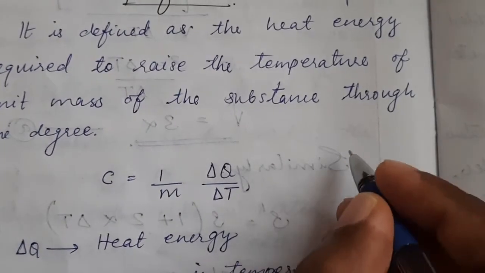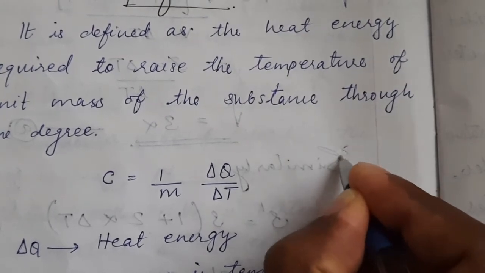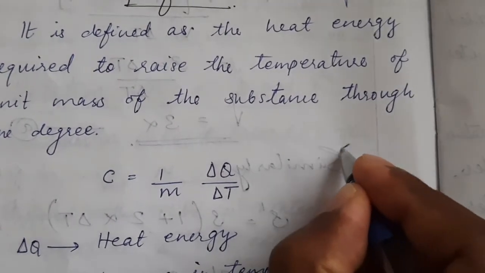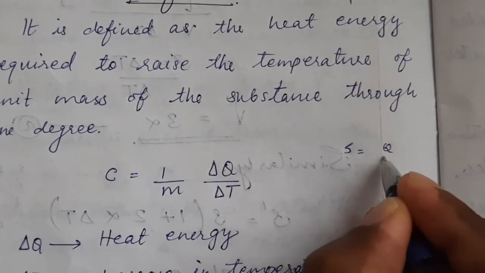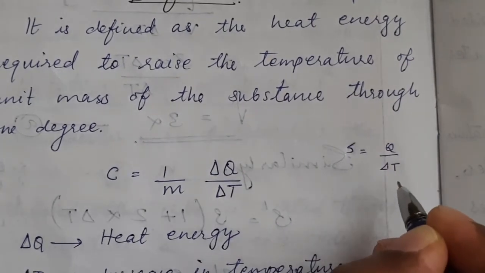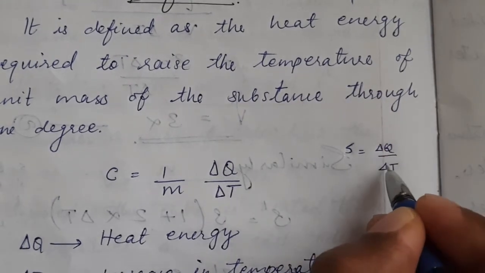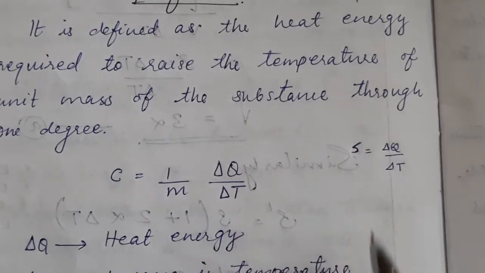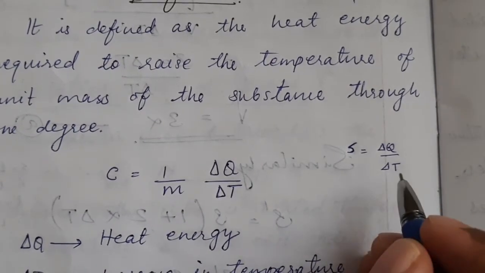That means I can write the heat capacity, which I mark as S. The heat capacity S is the heat divided by the rise in temperature. Rise in temperature I mark as delta T. The small amount of heat, delta Q, required to raise the temperature by unity, that is our heat capacity, which I mark as S. So this is how I can give an equation for heat capacity: S = delta Q by delta T.